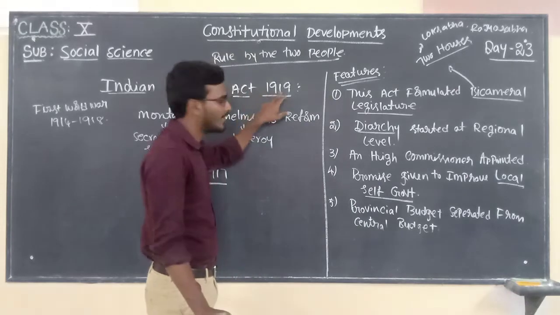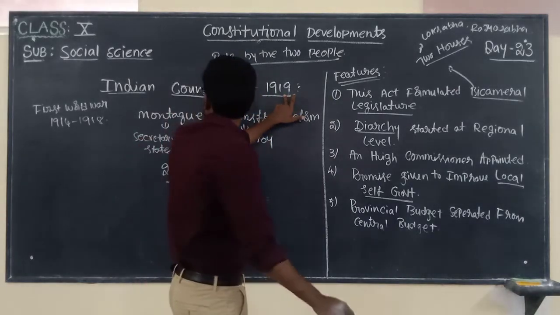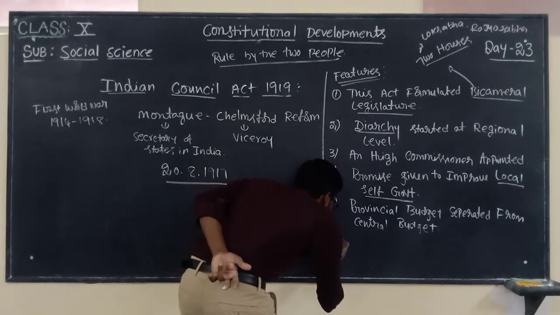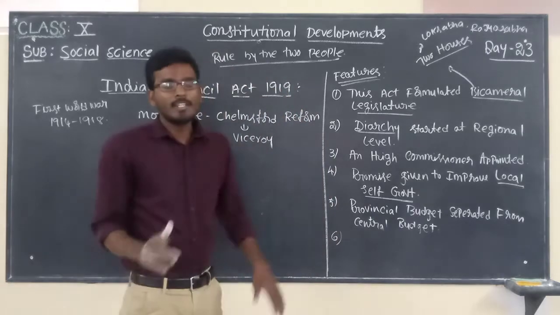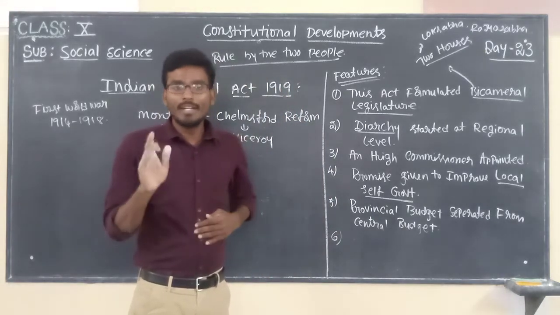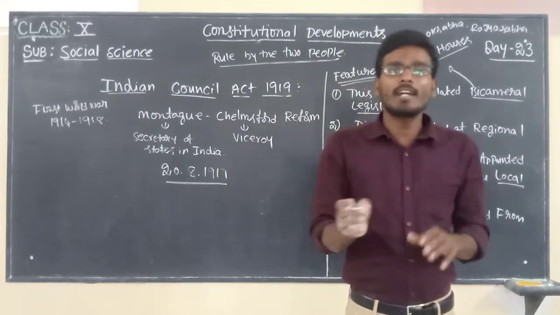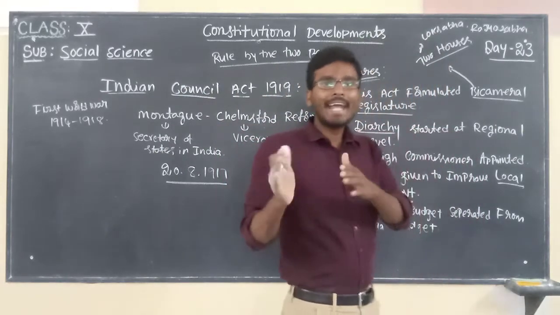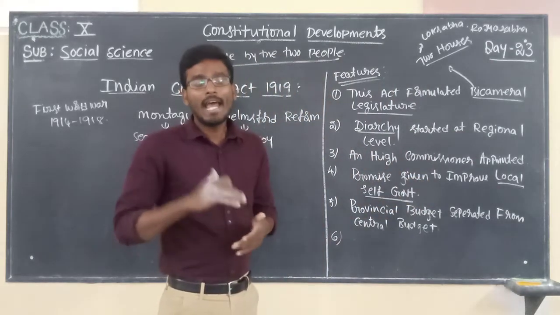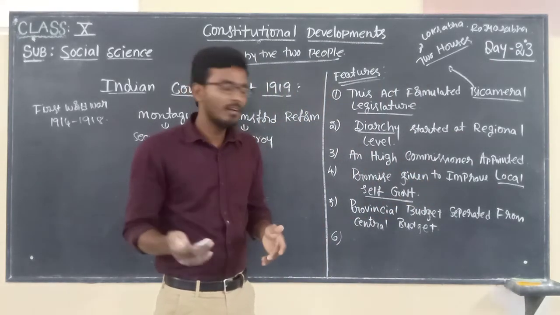Indian Council Act 1919. Next, finally, in the previous act we discussed, right, a separate electoral college started for Muslims. Now, an extension of that point: electoral college started for Muslims.